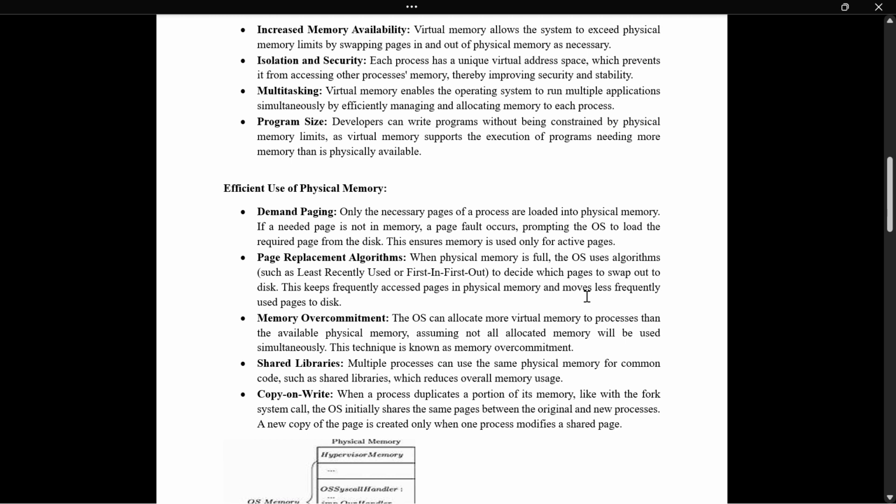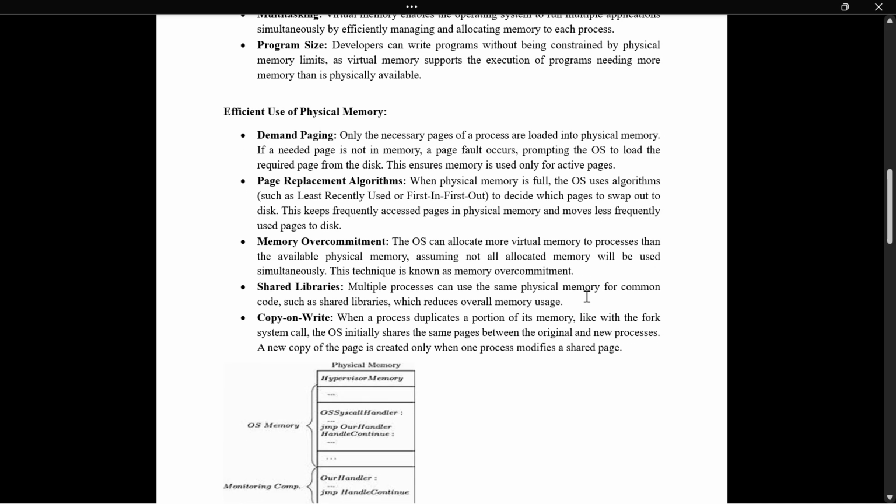Memory overcommitment: the OS can allocate more virtual memory to processes than the available physical memory, assuming not all allocated memory will be used simultaneously. Shared libraries: multiple processes can share the physical memory for common code such as libraries, which reduces overall memory usage. Copy on write: when a process duplicates a portion of its memory, like with the fork system call, the OS initially shares the pages between the original and the new process.